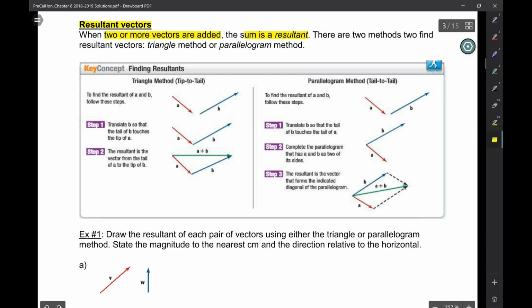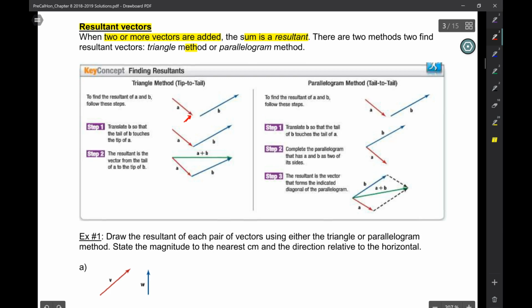Now, remember, which is the tip and which is the tail? The tail gets the arrow. You're guessing, right? Now, if I said which is the initial and which is the terminal point, is that easier? There is no confusion. So I'm not going to use tip and tail. I'm going to use initial and terminal. So you do this. Now, this is where the terminal point of A is.